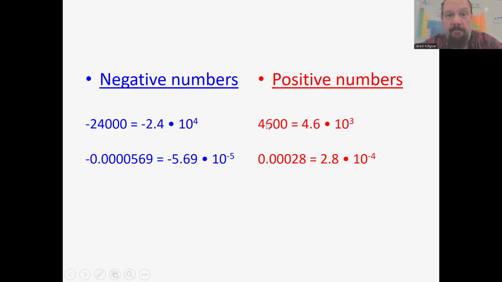These are positive numbers because they're greater than 0. So you got 4,600 is 4.6 times 10 to the 3. You can have positive and negative exponents for positive decimals. That just means the negative exponent means it's a decimal. I'll do another video on this coming up.